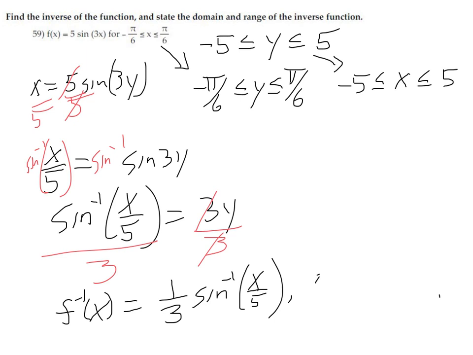Let's do domain first. Now I'm just copying these down. We've already worked them out. No thought needed. Negative 5 less than or equal to x less than or equal to 5, and negative pi sixths less than or equal to y less than or equal to pi sixths. We have found the inverse of the function and stated its domain and range. Great, next question.